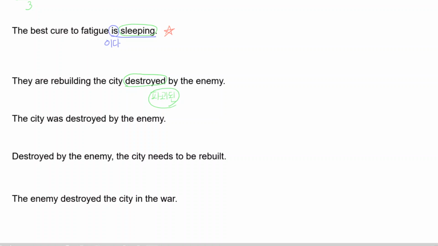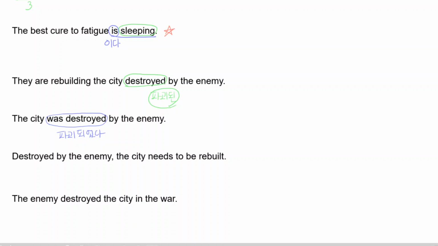The city was destroyed by the enemy. Was destroyed is just one verb in blue, which has the passive meaning. So it is, what is it? 파괴. And it is in past simple tense. 파괴되었다. 적에 의해서. Okay, are you following? How about the next one?